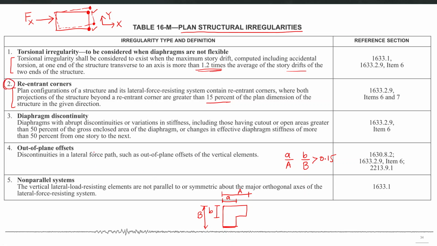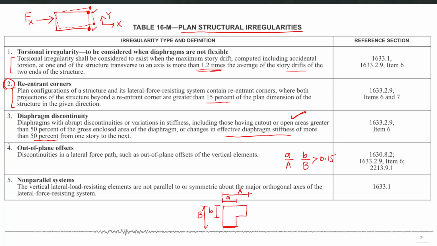The third irregularity is the diaphragm discontinuity. Diaphragms with abrupt discontinuities or variations in stiffness, for example changes in thickness of the diaphragm, including those having open areas and discontinuities, or changes in effective diaphragm stiffness of more than 50%, for example. All of these are indications that you have diaphragm discontinuity.